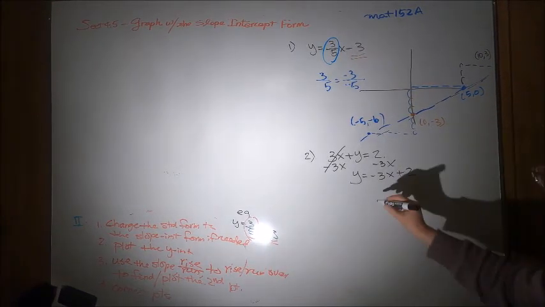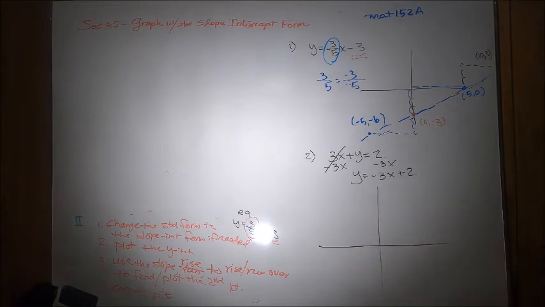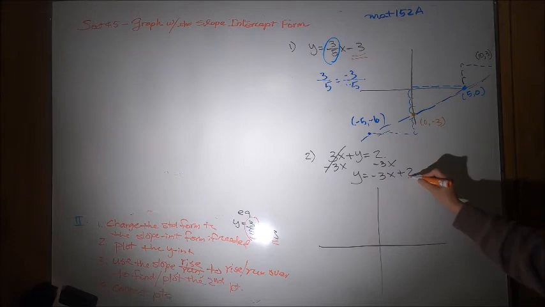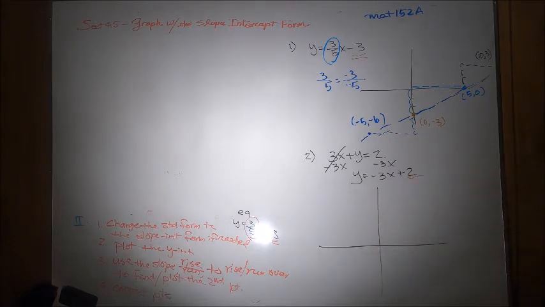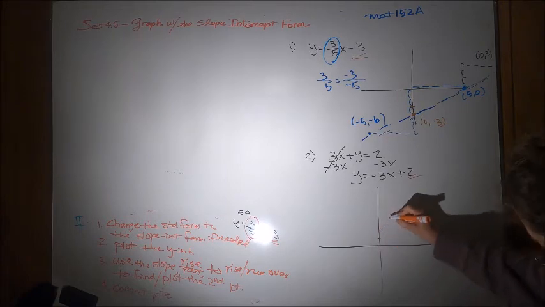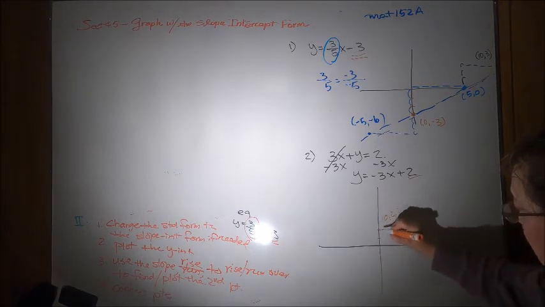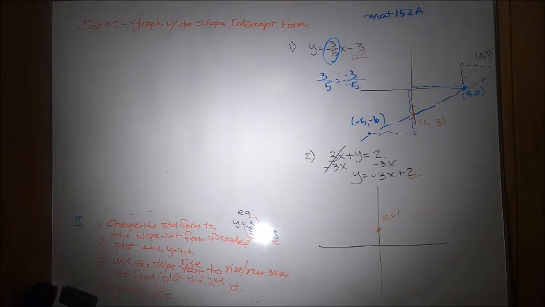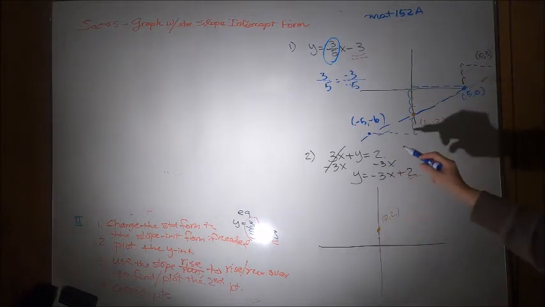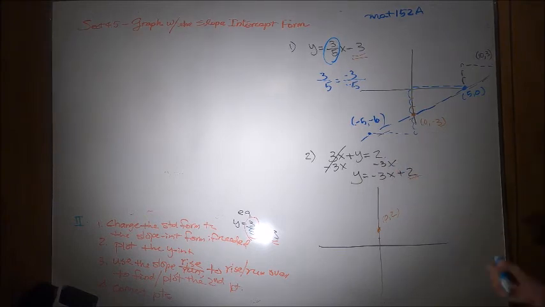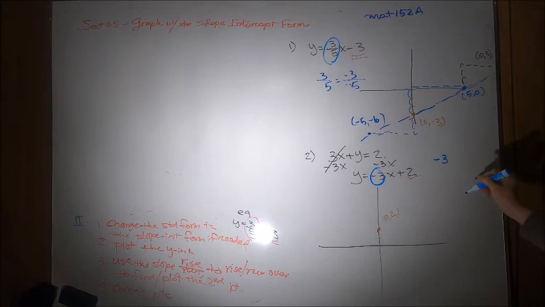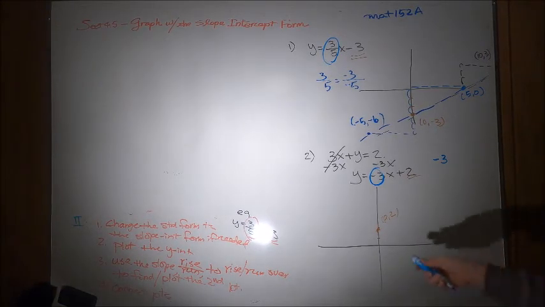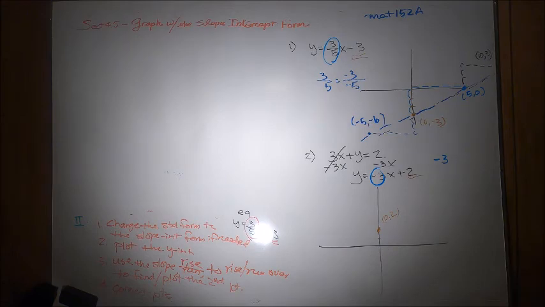Then you plot the y-intercept, which is where? 2, right? So 0, 2 for here, right? Then you will do what? The slope. So the slope is here, -3, right? So your -3 is what? Positive or negative? Negative. So you should what? Go down. So, but we need what? A fraction, rise over run.